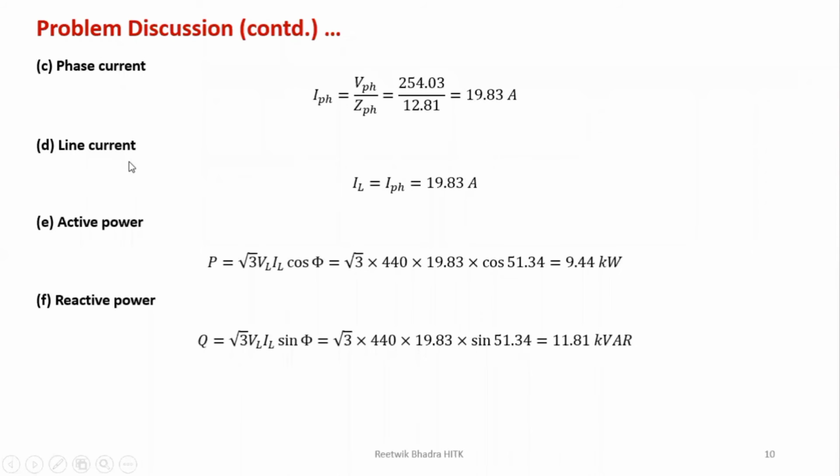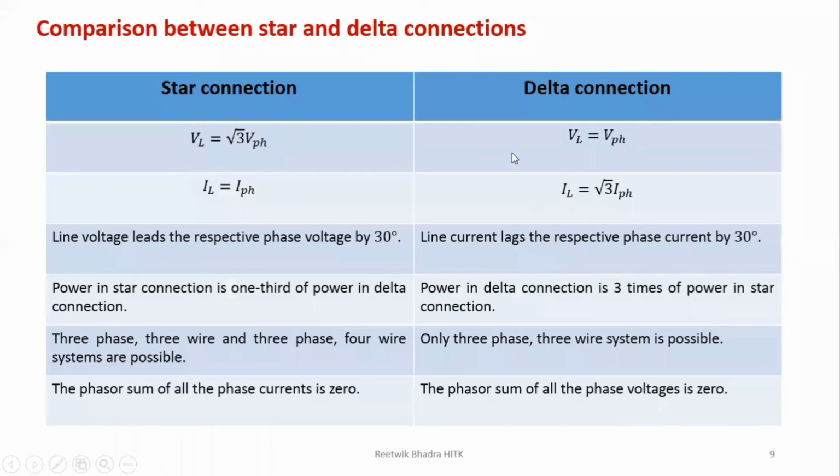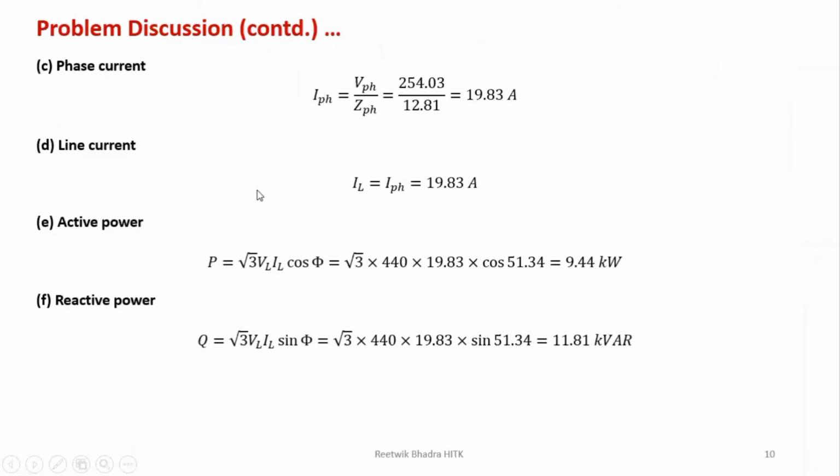Next, we are told to find the line current. The connection is star. Going back to the previous slide, line current is equal to phase current in the case of star. So the line current is equal to the phase current, which is 19.83.